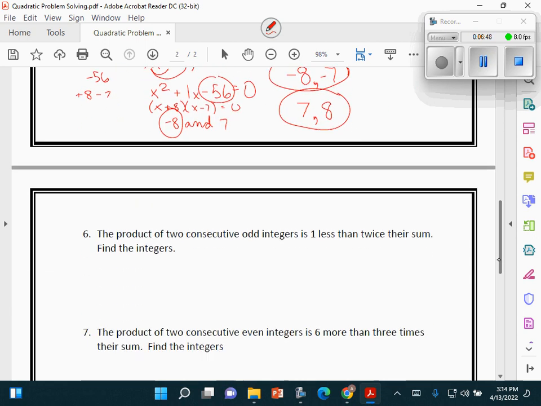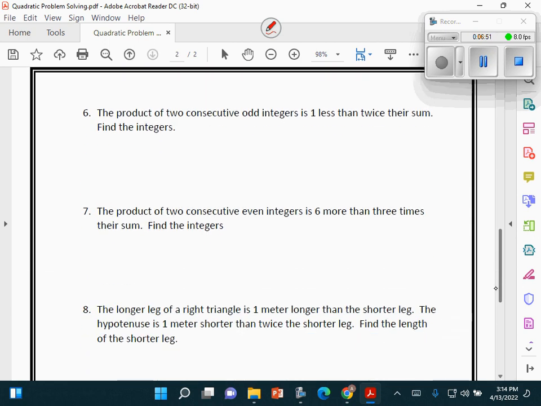Now the next two are also about consecutive integers, and I will help you set them up, but then you'll have to decide on one of your methods to solve it. The product, so we're going to multiply two consecutive odd integers. When you count by odd numbers, you're counting every other number. So the first number would be x. The second number would be x plus 2. I know 2 is even, but if x is 1, if you go up 2, you go to the next odd number. The next one would be x plus 4, and if you were counting up, that would be 5.